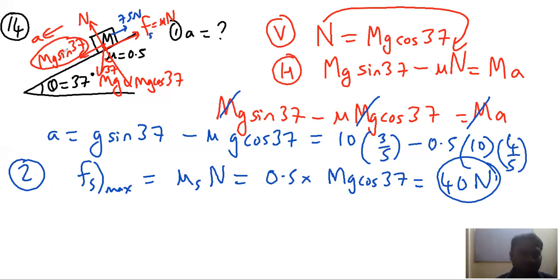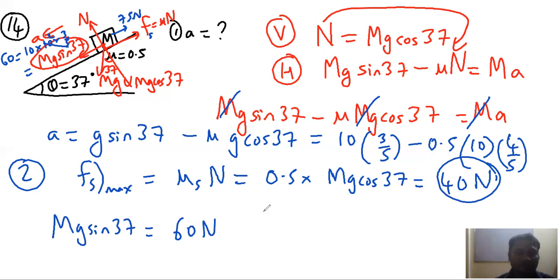Let us calculate the value of mg sine 37. m in this question is given as 10 kg. So 10 into 10 into 3 by 5, so we will have 60. So mg sine 37 will be 60. Let us write some values. Mg sine 37 is 60 Newton. Static friction maximum value is 40 Newton. And the applied force is 75 Newton.